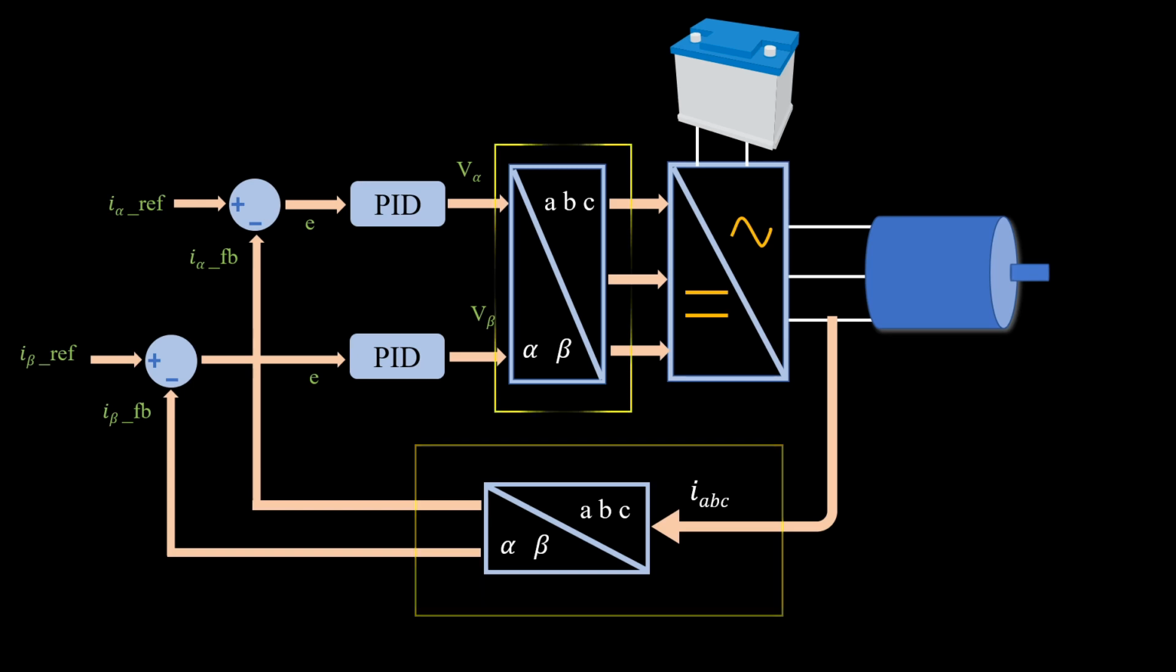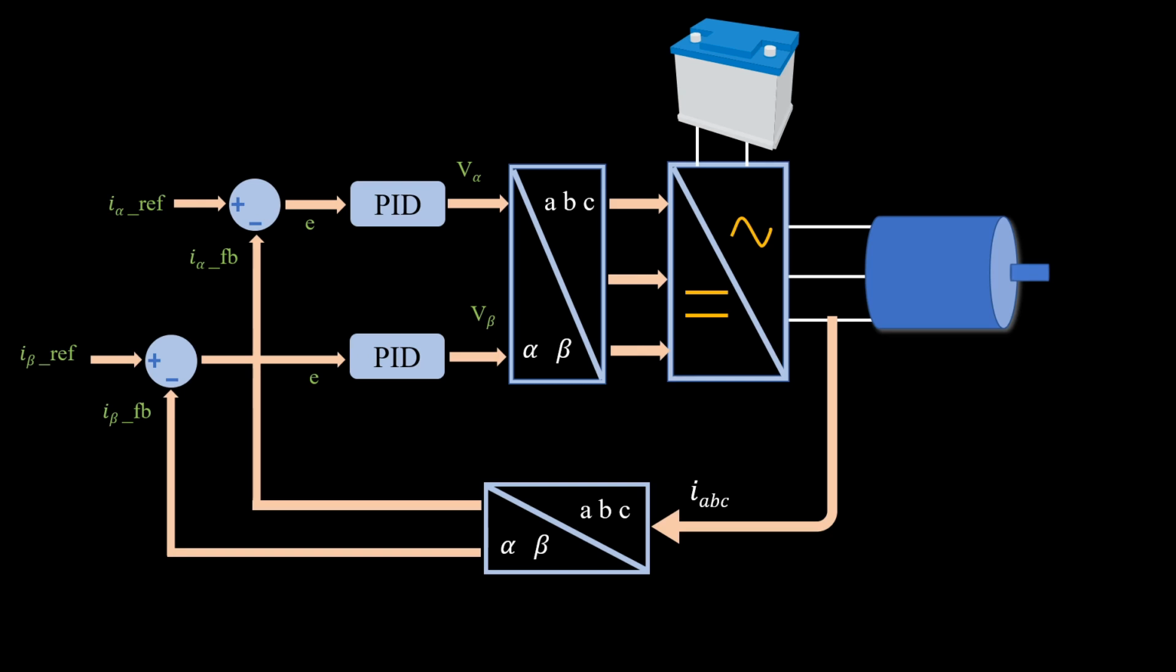You must have also noticed this inverse Clarke block. This does the inverse task of converting alpha-beta signals into ABC signals, which we can feed to the inverter. It does not matter whether that signal is a current or voltage. You can apply Clarke transform on any signal to convert it from three-phase to two-phase and back to three phases. What we have essentially done is reduce the three-axis system to the two-axis system and reduced our task by 33%. But that's not the only advantage.